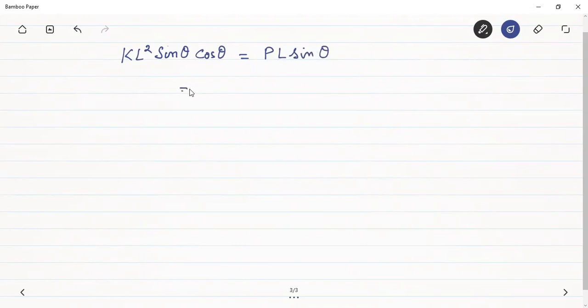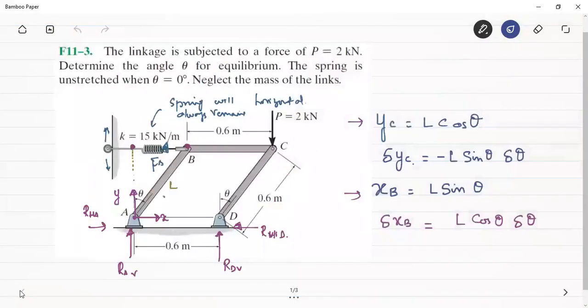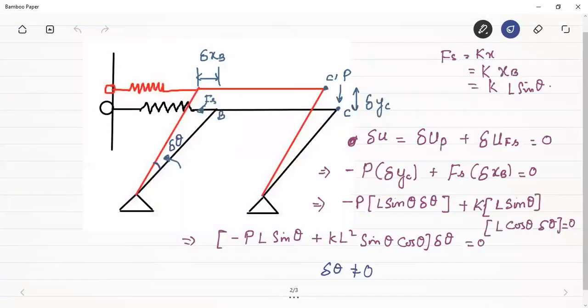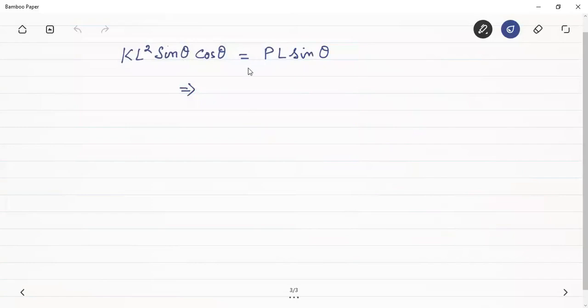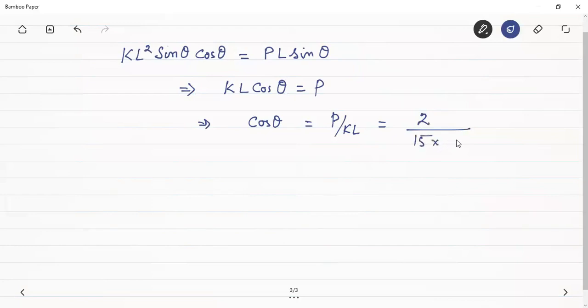So what was asked in the question? We had to find theta, isn't it? Determine the angle theta for equilibrium. Therefore, we have to find the theta. We can see that sine and sine will cancel out. L, we'll have KL cos theta, that will be equal to what? P. From here we will get that cos theta is equal to P by KL. The load was how much? 2 kilonewton. Spring constant was what? 15. What's L? Length of each link. So from here find the value of theta.